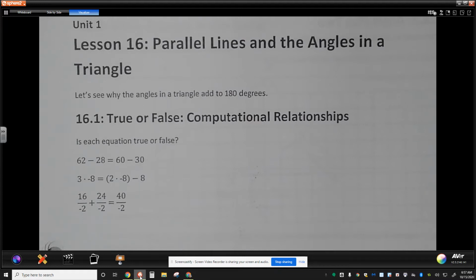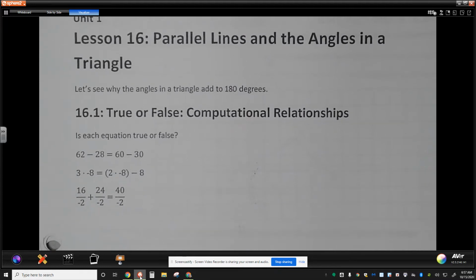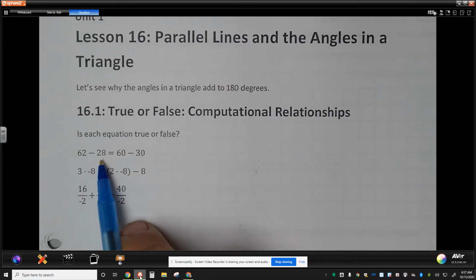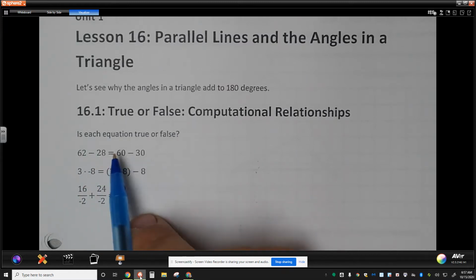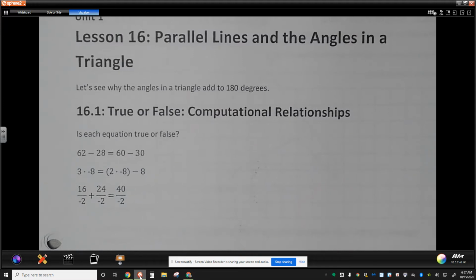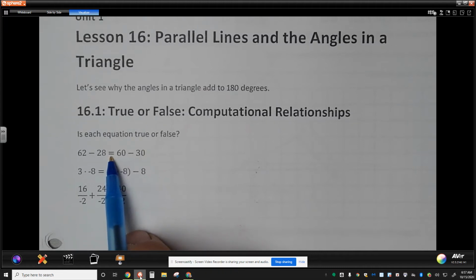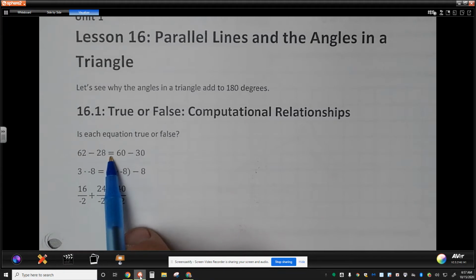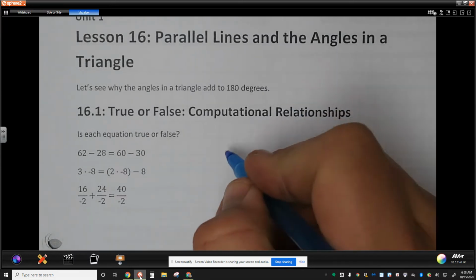To get started, let's talk about some relationships to understand how structures of math are built. First part of this, 62 minus 28 is equal to 60 minus 30. Is this a true statement or a false statement? Something that we need to work to achieve in math is that as we make a claim, we have to have evidence. Right now, the claim is that the expression 62 minus 28 has the exact same value as 60 minus 30. Well, 60 minus 30 is fairly easy for me to calculate in my head.